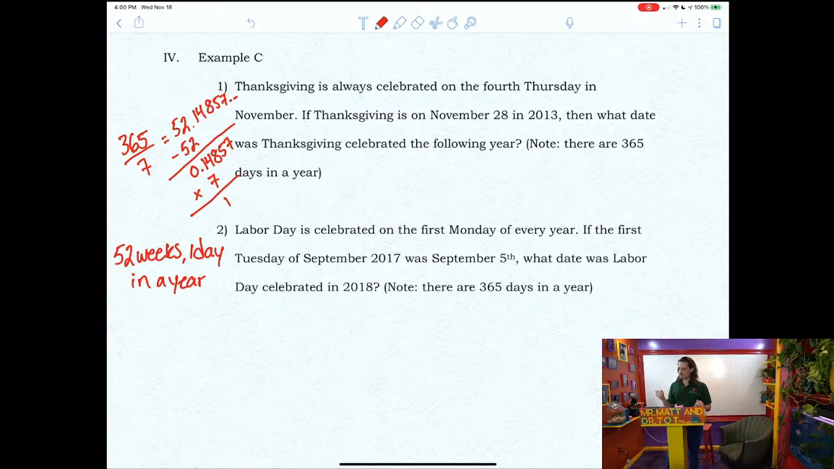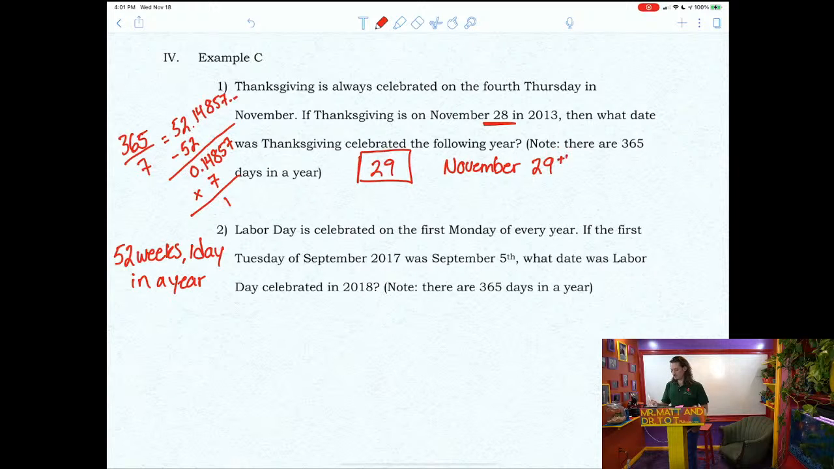So if in 2013 Thanksgiving was celebrated on November 28th, then in the following year, in 2014, the days are going to shift forward one day. So you're going to have an extra day that year. So that fourth Thursday will now be on the 29th. However you wanted to write that out, November 29th, 2014.